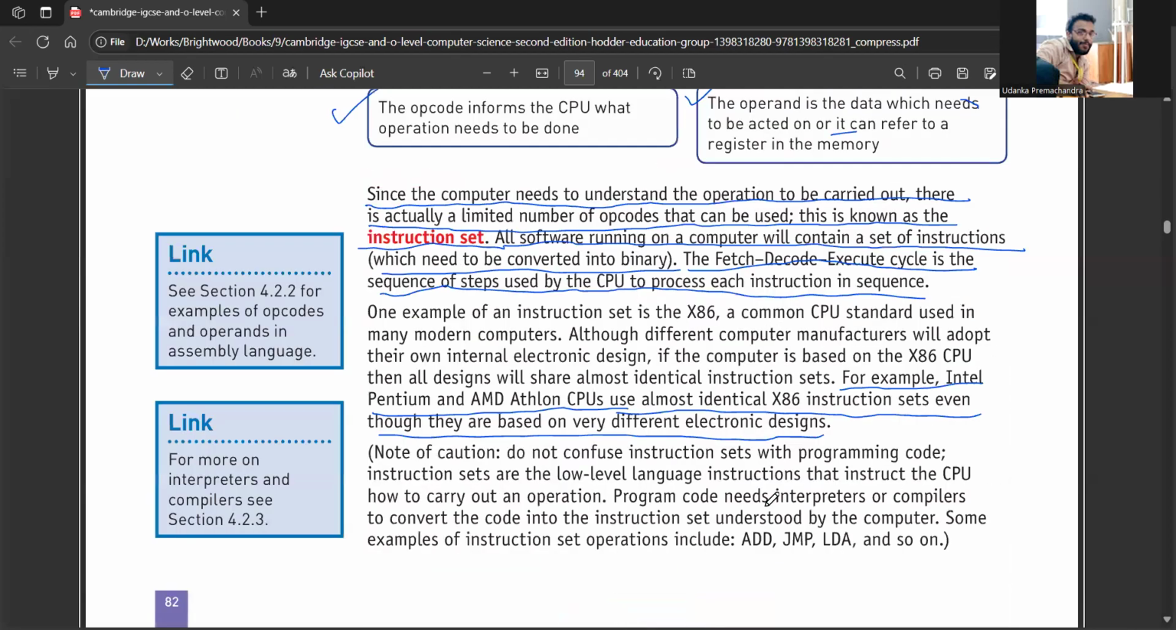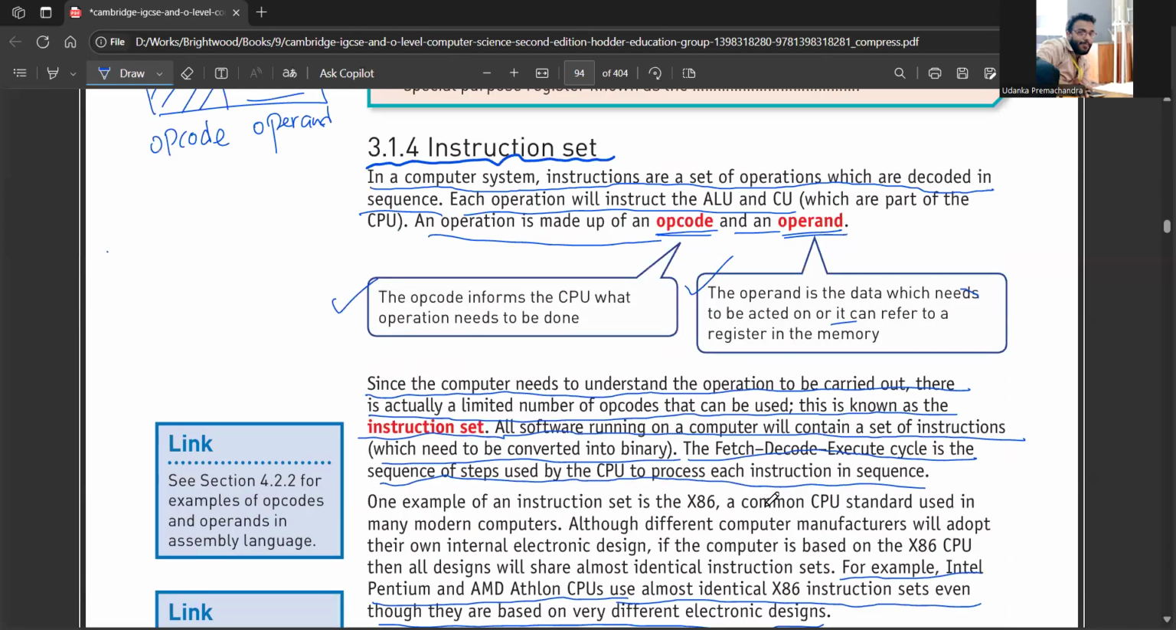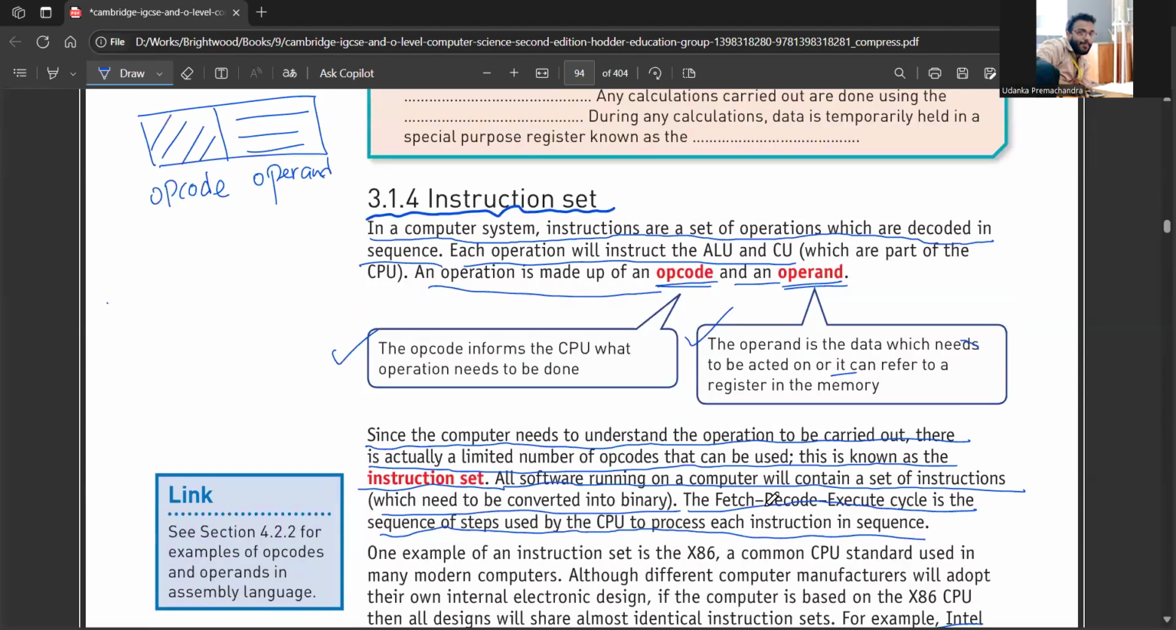So I think you got the idea of how to run an instruction in the computer system. We will discuss other things on the next day.